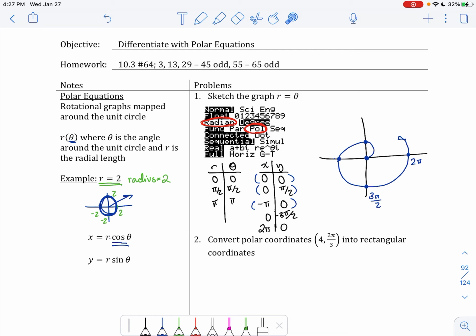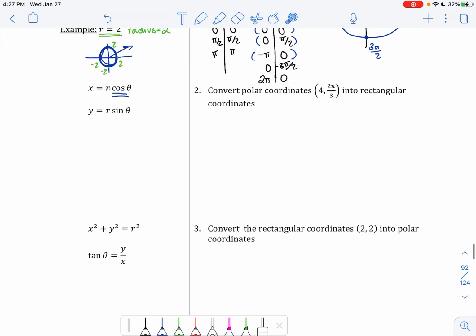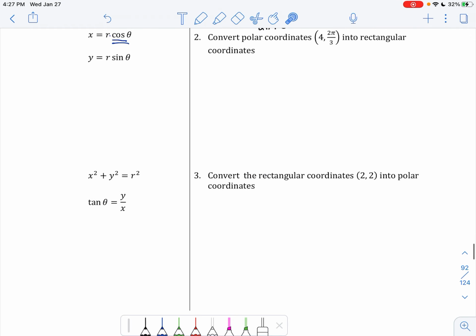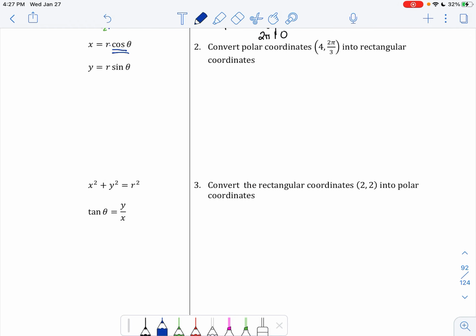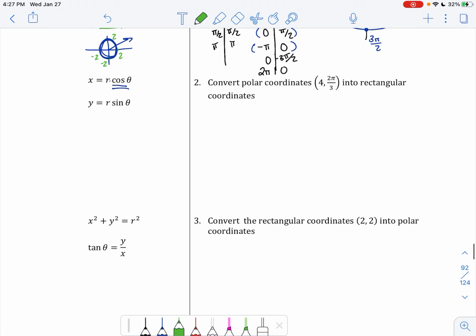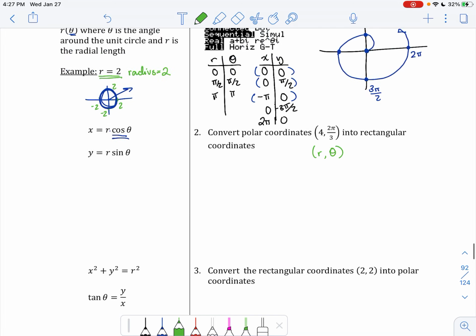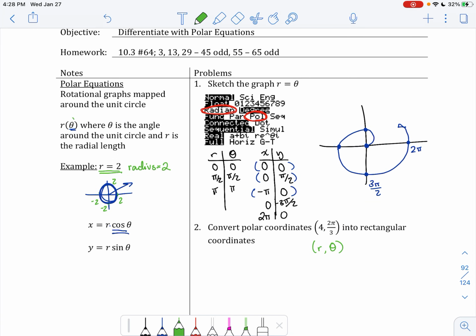your calculus ideas. So convert polar coordinates into rectangular coordinates. Again, you can use these functions. This will be a helpful thing to say, because what this tells us here is these are polar coordinates, so that means that they're in terms of r and theta, just as we see right here. So what this means is that r is equal to 4 and theta is equal to 2 pi over 3.